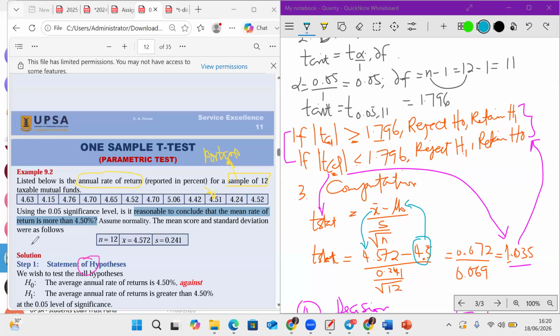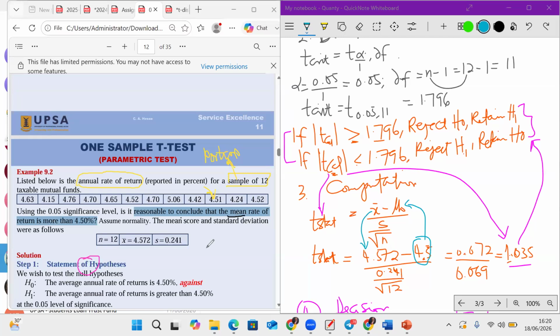It says that using the 0.5 scenario, is it reasonable to conclude that the mean rate of all returns, not these figures, but of all the returns of the population, is 4.5? Because they said the mean, which other word can they use instead of mean? They can use the word average.